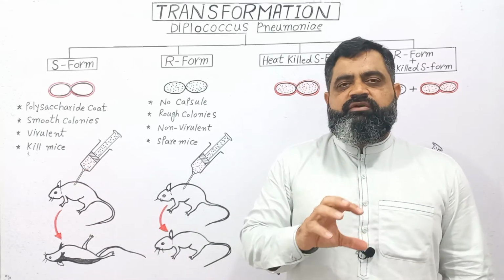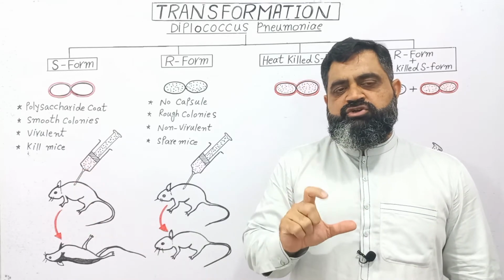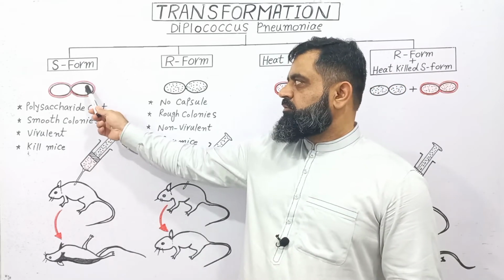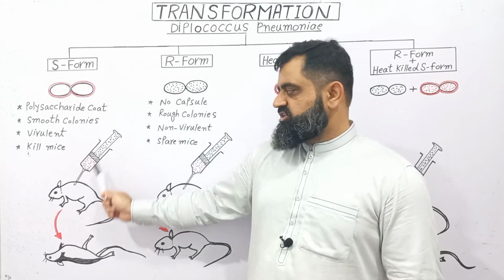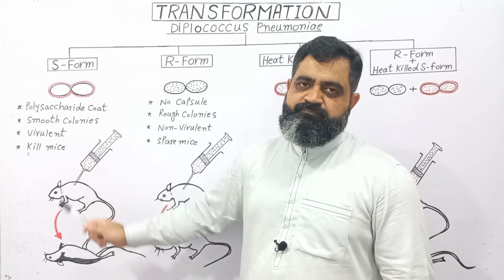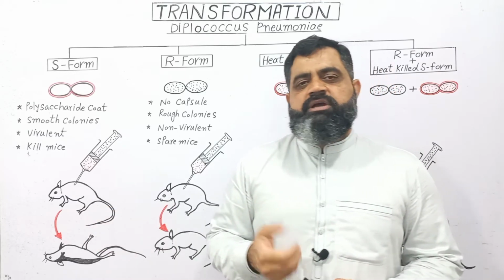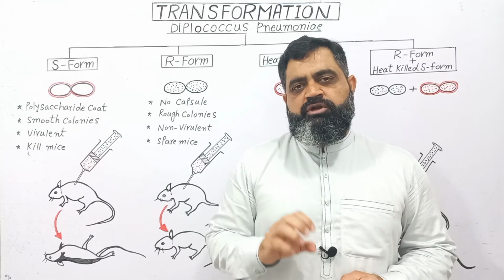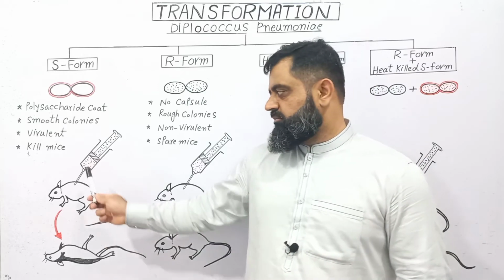So Frederick Griffith made a culture of bacteria in the laboratory, put them in a syringe and injected them into a mouse. As predicted, the mice got infection from these bacteria and died.